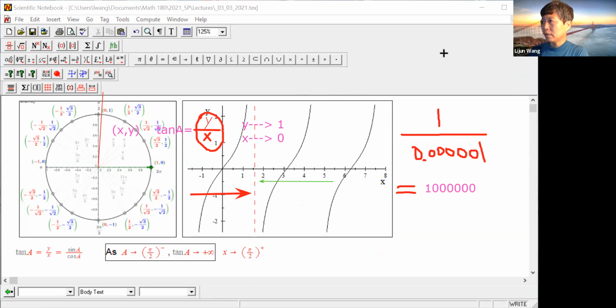That's the A. Sorry, I'm going to use A. Okay, no difference, but I'm going to use angle. A is for angle. A is for angle. Angle approaching pi over 2 from larger than pi over 2. What kind of scenario is that on the unit circle?